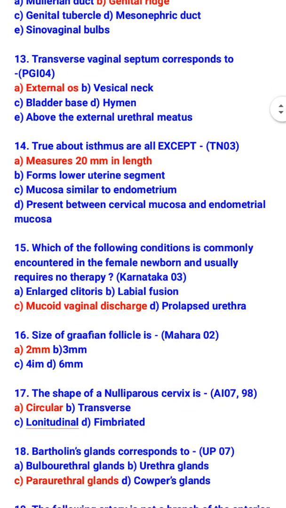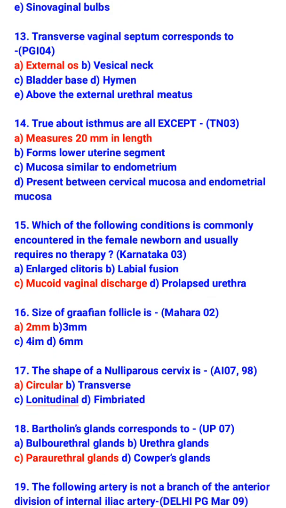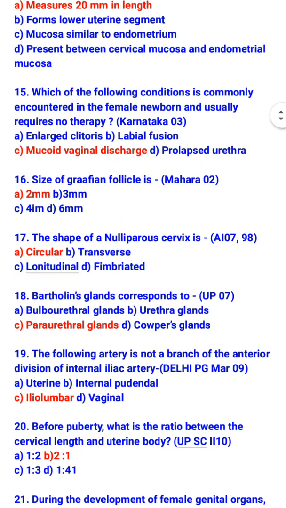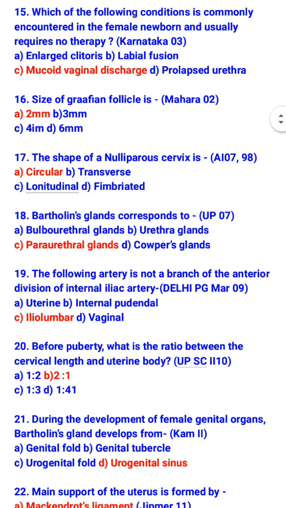Which of the following conditions is commonly encountered in the female newborn and usually requires no therapy? Mucoid vaginal discharge. Size of Graafian follicle is 2 mm. The shape of a nulliparous cervix is circular. Bartholin's glands correspond to paraurethral glands.